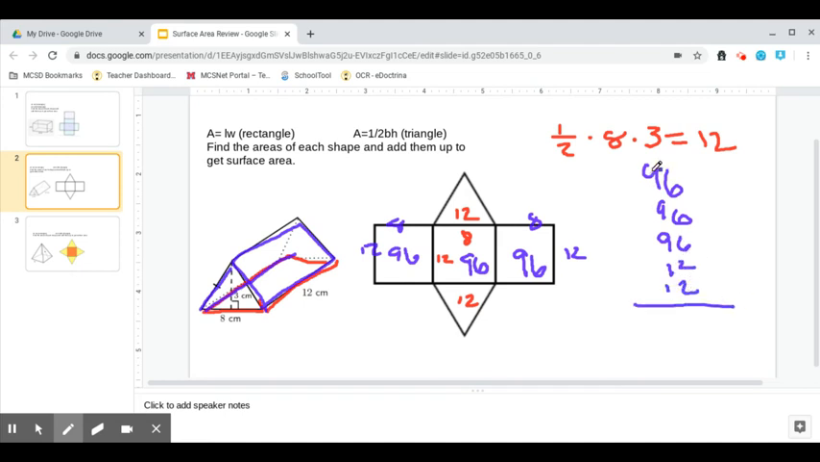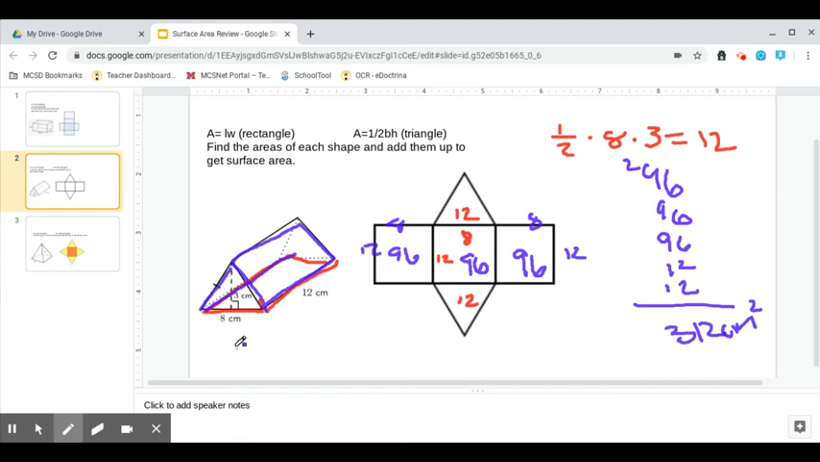Okay. If I add these up, 6, 12, 18, 20, 22. Carry a 2. 9, 18, 27, 28, 29. And the 2 is 31. 312 centimeters squared. Just break them down into the shapes. Unfold the box, break them down into the shapes, find the dimensions of each shape, and use 1/2 base times height for the triangles. And for the rectangles, it's length times width.